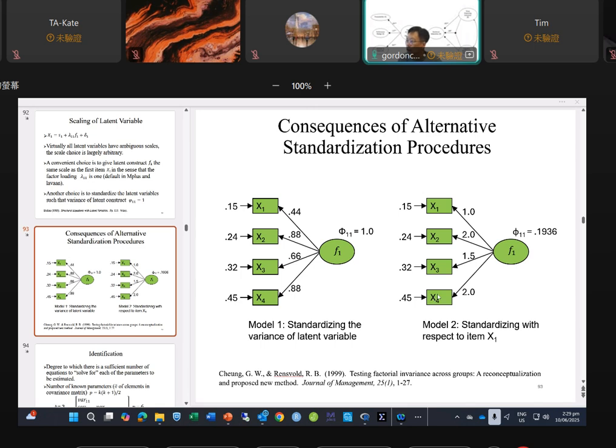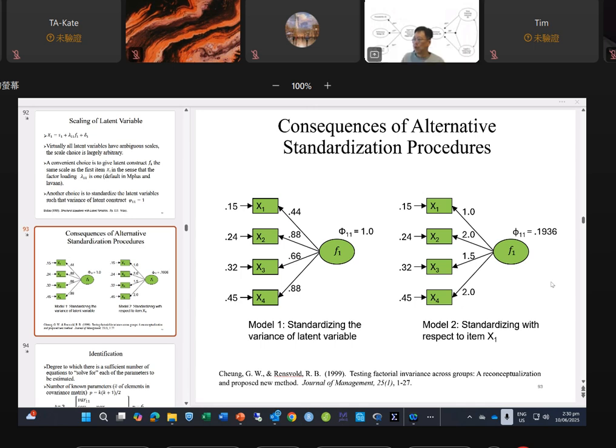In fact, they will give you the same answers. You will notice that when we say we fix the first item to 1, in fact, what we do is we divide all these factor loadings by the factor loading of the first item. So if we divide 0.44 by 0.44, you get 1. If we divide 0.88 by 0.44, you get 2. Divide 0.66 by 0.44, you get 1.5. Divide 0.88 by 0.44, you get 2. And this variance is nothing more than the square of 0.44. So basically, you can easily transform from model 1 to model 2. Statistically, they are the same.